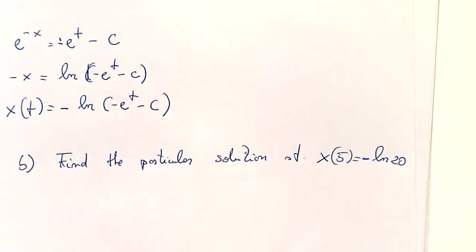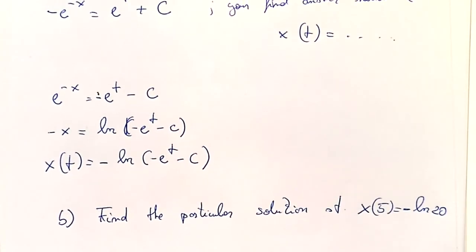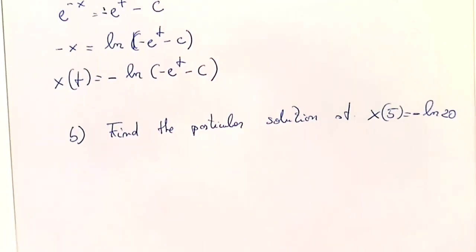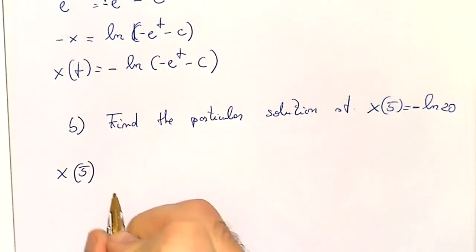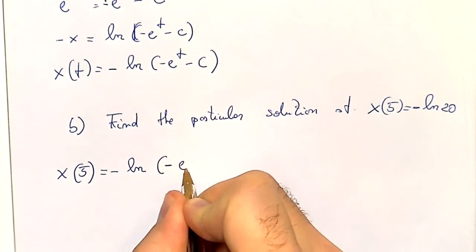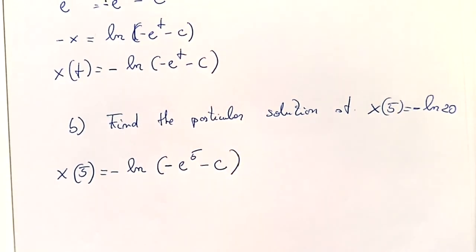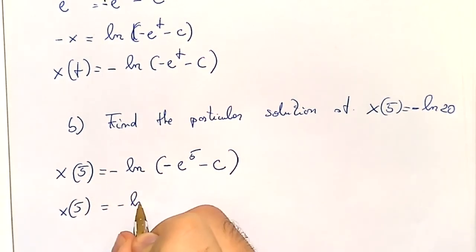Anyway, so all you have to do again is just replace the t. Okay. So my x of 5 is just, and I'm replacing up top, minus log of minus e to the power of 5 minus a constant. Okay. And I know that x of 5 has to be equal to minus log of 20.